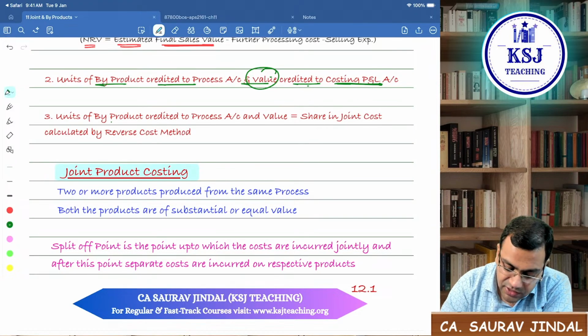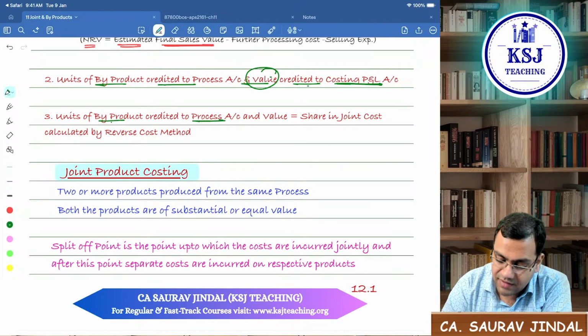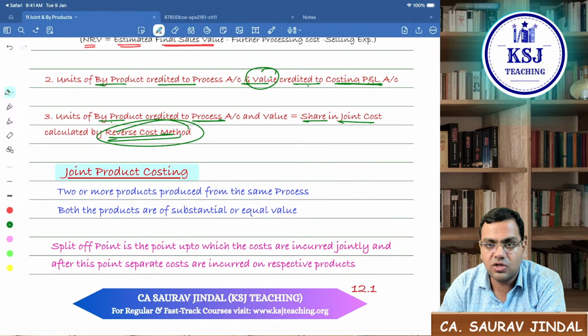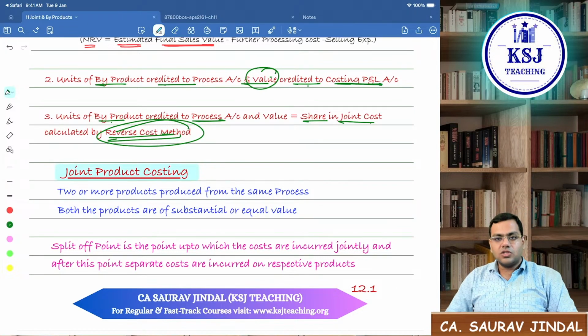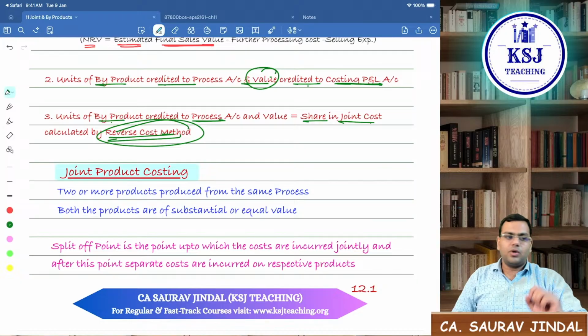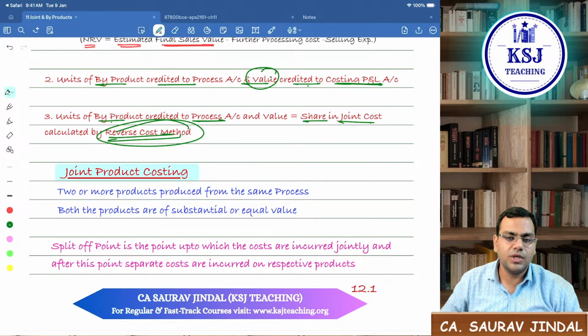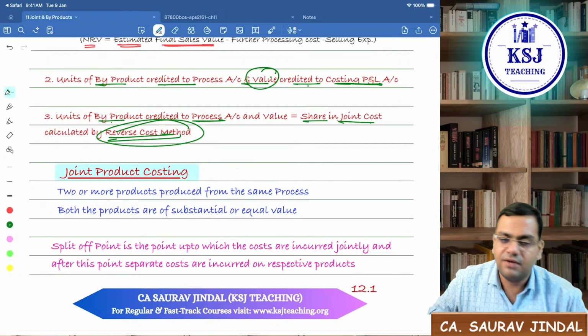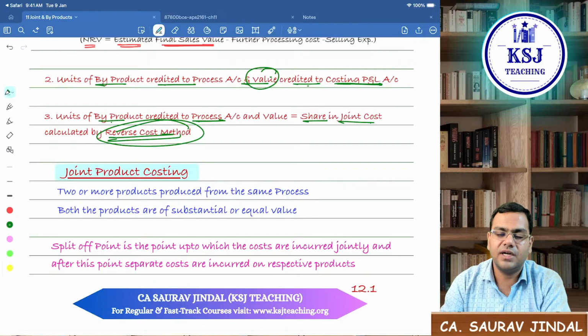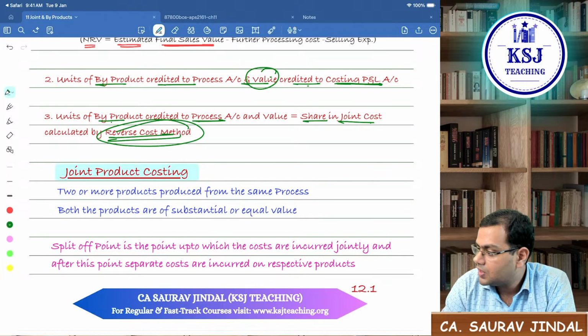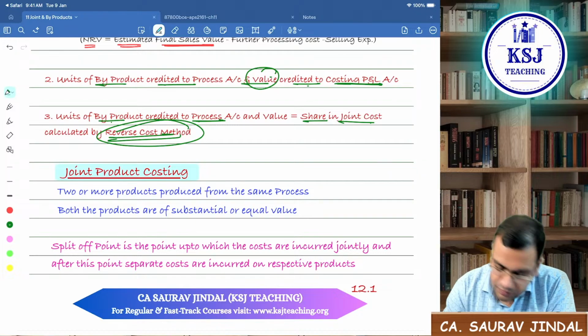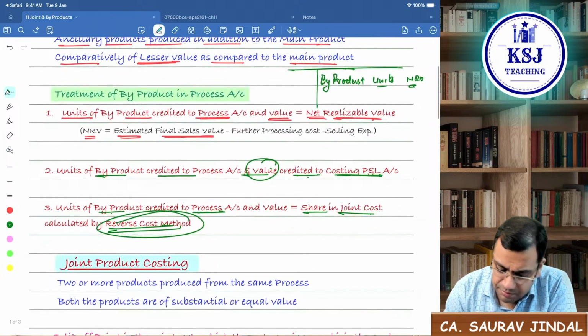Third is the units of the byproduct credited to the process account and value equal to the share in the joint cost by the reverse cost method. This reverse cost method I'll discuss in the end, because it is applicable to joint products as well as to byproducts. So when I cover it with the joint product, I'll cover it for byproduct also, right? So this is all about the byproducts.